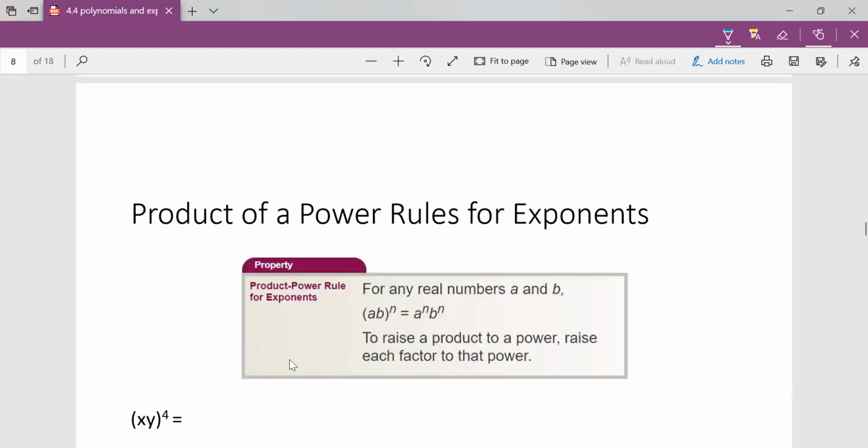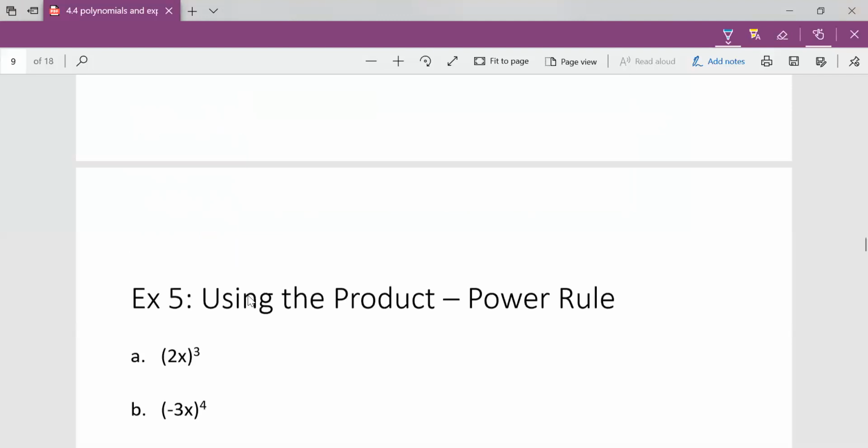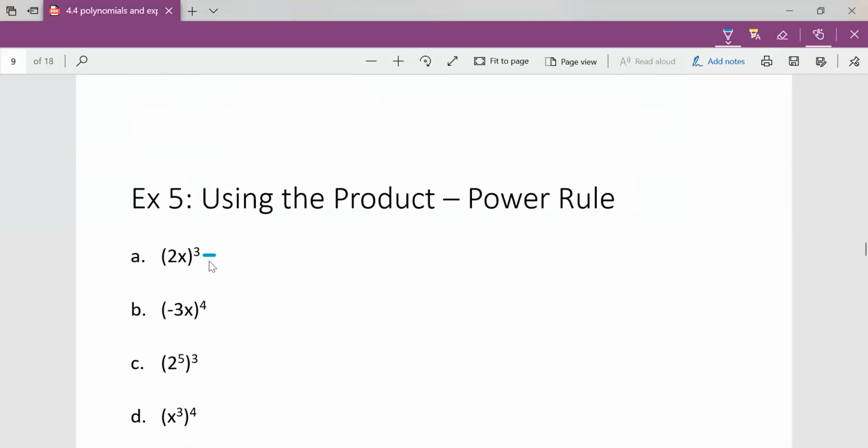All right. Next one is the power rule. So if you have an exponent on the outside of parentheses, everything on the inside is going to get that exponent. So that means that this is going to be x to the 4th times y to the 4th. So I'm just distributing that exponent in. All right, so let's try a couple. So this one would be 2 to the 3rd times x to the 3rd. And we can simplify a little further because 2 to the 3rd is 8, so 8x to the 3rd.